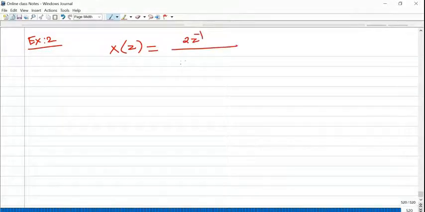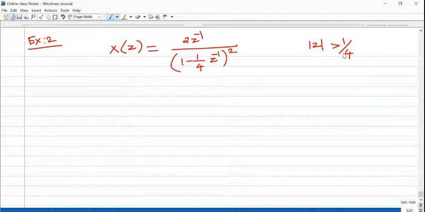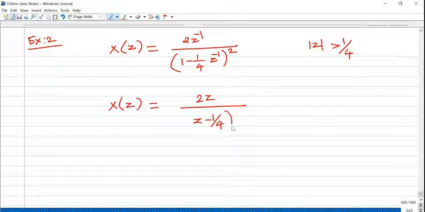X of z equals 2z power minus 1 divided by (1 minus 1 by 4 z power minus 1) whole square, modulus of z greater than 1 by 4. Find the inverse Z transform. What I suggested first is to convert your x of z in the form of z divided by some format. So multiply z square on both numerator and denominator. You will get 2z divided by (z minus 1 by 4) whole square.